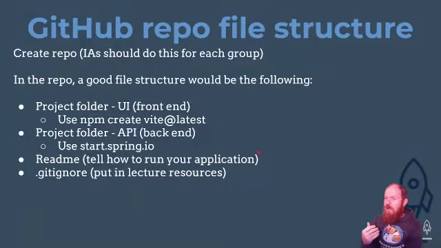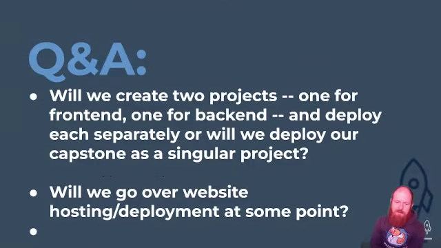I'm going to answer the Q&A part that I did see on the lecture questions, and then I'll go into showing you some things. So first of all: will we create two projects, one for the front end, one for the back end, and deploy each separately, or do we need to deploy our capstone to a singular project? The vocabulary is weird on this. You will have two different technical projects, but they'll be in the same repo, which I know is just vocabulary. As long as you understand what I'm talking about, I think we're all on the same page.